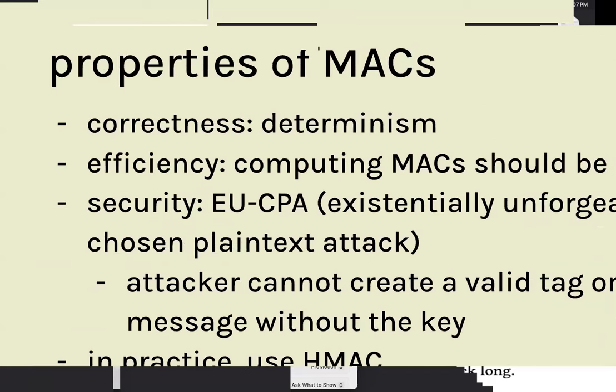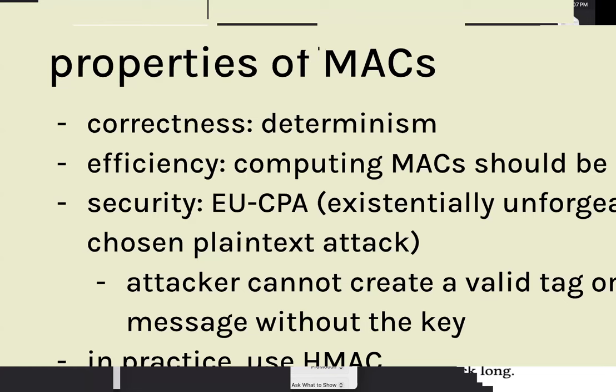So what are the properties of MACs? Well, we want the MAC to be deterministic. For example, if we pass in the same message and the same key over and over, we expect that the same MAC will be computed. This is how we can ensure that the message wasn't tampered with, because we should know exactly what to expect from the MAC function. Then efficiency: computing a MAC should be efficient. It shouldn't take forever to compute.